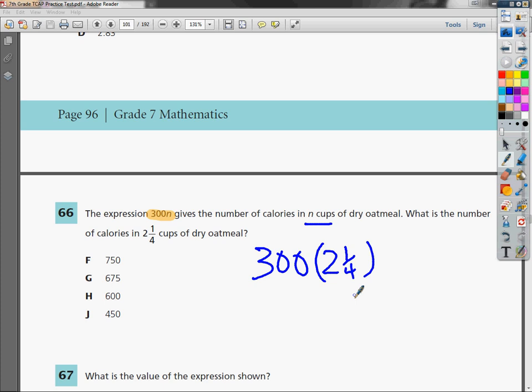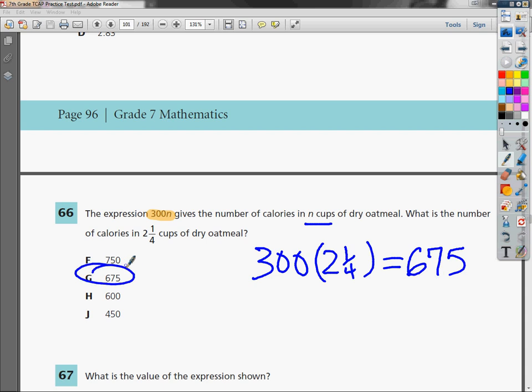But let's do 300, parentheses, 2 1/4. So you should get a total caloric value of 675.